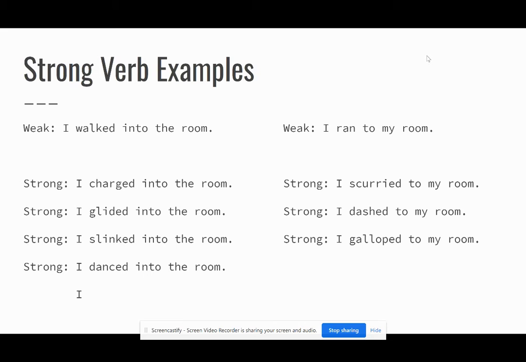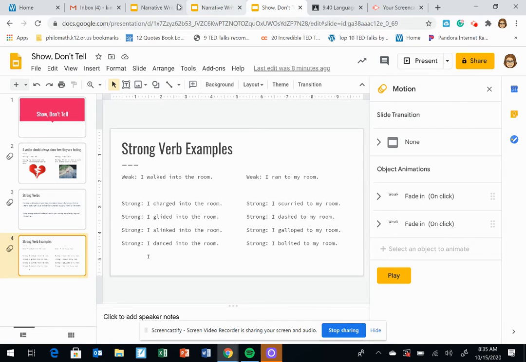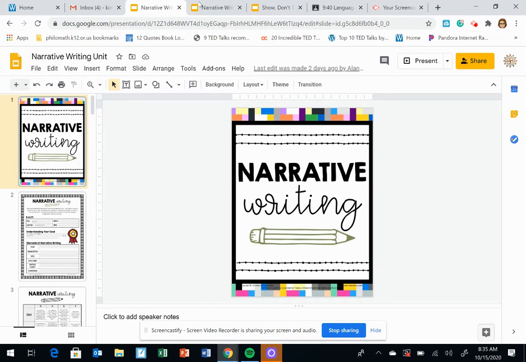I galloped to my room. Again, that speed. I bolted. Sorry, I misspelled bolted there. I bolted to my room. Always check your spelling there, kiddos. So I bolted to my room is another way. So all of those show different kinds of speed and different kinds of running. So that's what I'm going to have you guys do. We're going to go into our writing now.